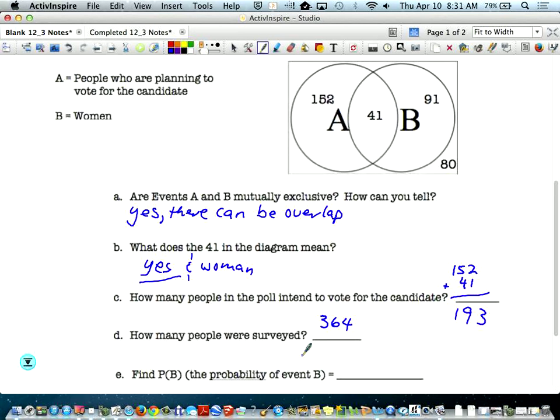Find P of B. What this is saying is find the probability of event B. So what is the probability that when I was doing the survey, I was surveying a woman? So we have to add up all the women in the survey. 41 were saying yes to our candidate. Another 91 said no, so add those two numbers together.